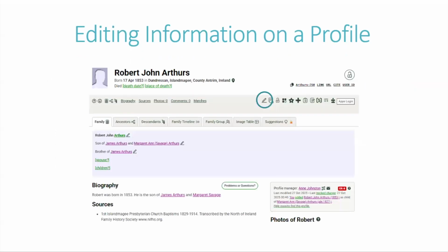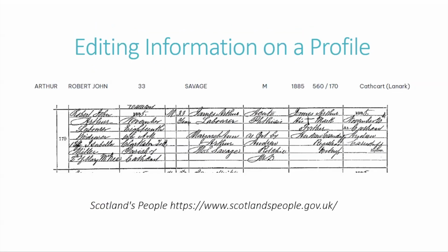So it asked me for the maiden name of his mother. So I put in Savage, and sure enough, this record came up, and the age fits perfectly because it's a death record, unfortunately, died in 1885 in Cathcart. So that was the index, that's the index on Scotland's People.